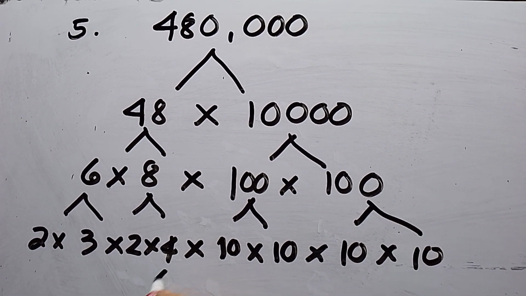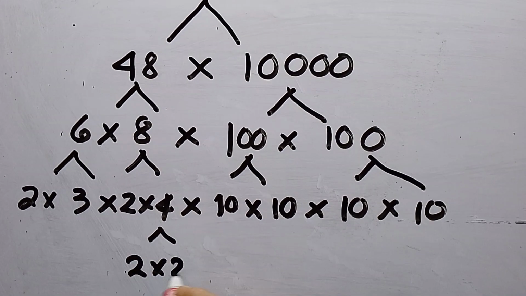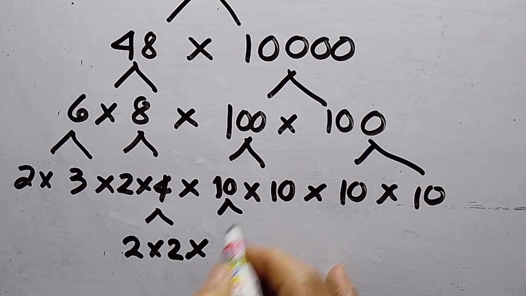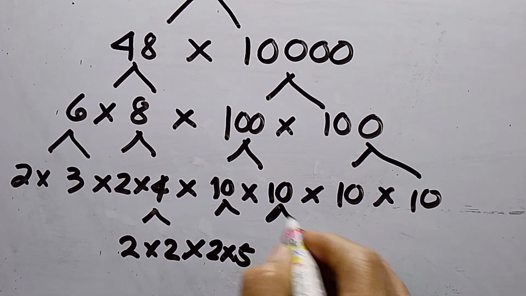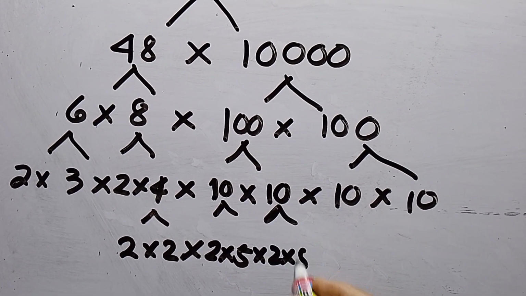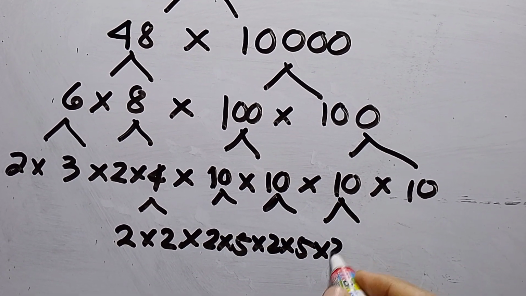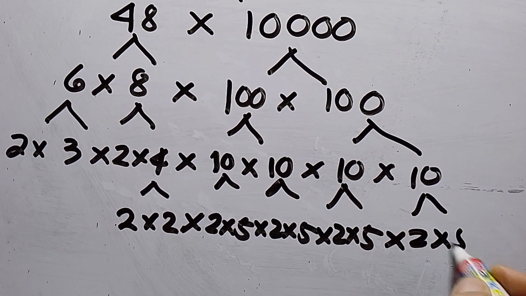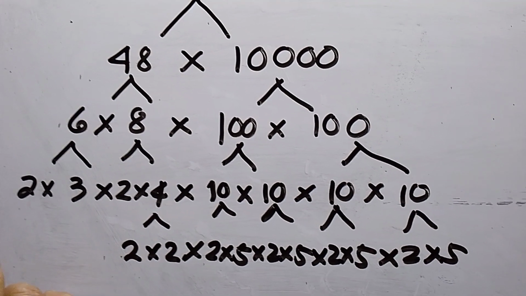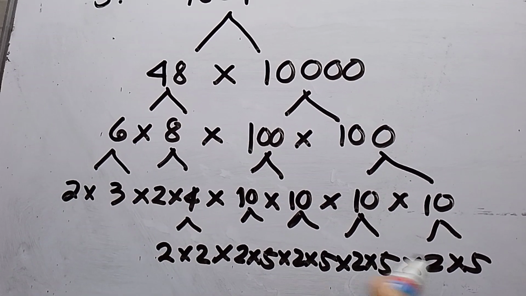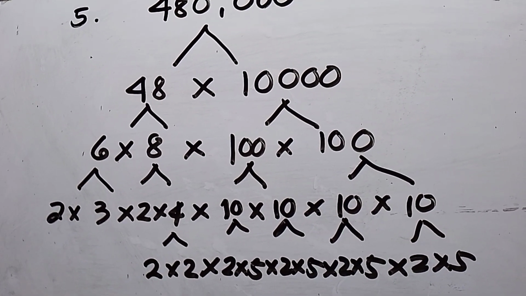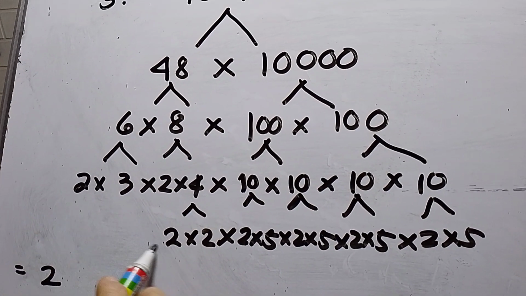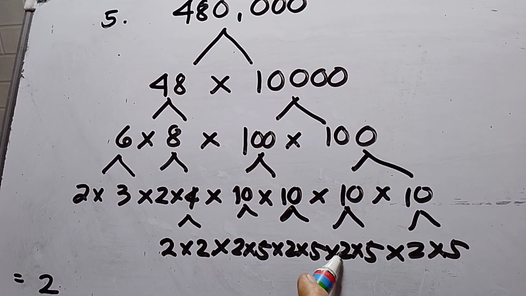So I need to break 4: 2 times 2. Times, 10 is 2 times 5. How about this one? 2 times 5. This one also, times 2 times 5. Times this one, 2 times 5. So I will combine all the 2s that I have in my factors. So this will be 1, 2, 3, 4, 5, 6, 7.